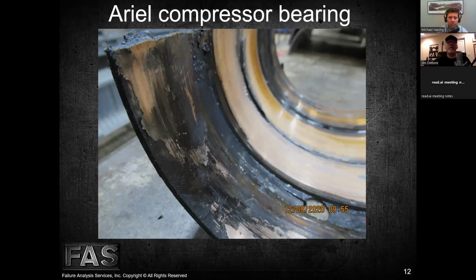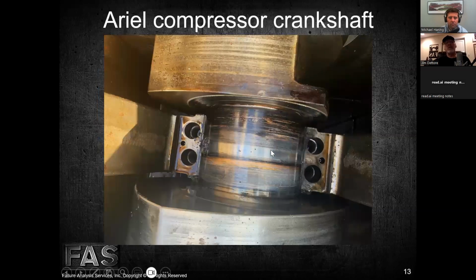Okay. So here we can see this crankshaft that this bearing was riding against, and it looks like we had a little bit heavier load on this side here, maybe than this side here, just judging by the damage and the coloration.